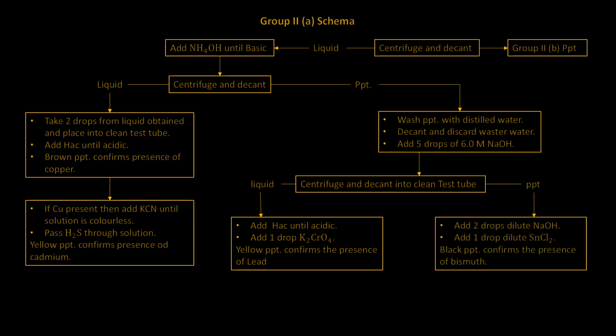To the remaining precipitate, add 2 drops of sodium hydroxide and 1 drop of dilute stannous chloride. A black precipitate will confirm the presence of bismuth.